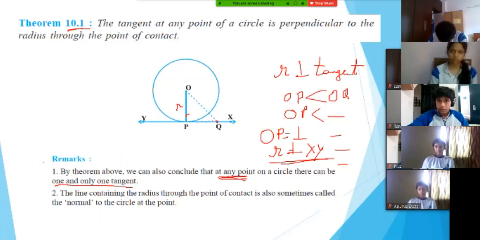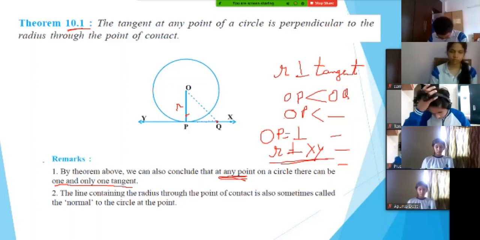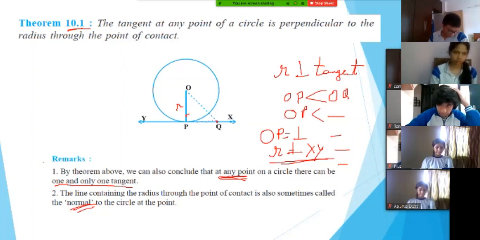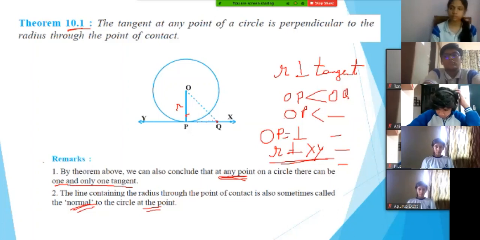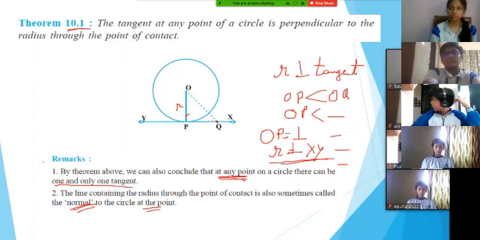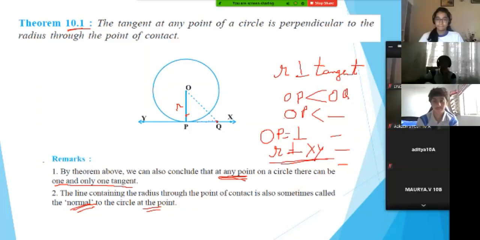The line containing the radius through the point of contact is also sometimes called the normal. Instead of writing perpendicular, we also call it normal to the circle at that point of contact. In physics, we call it normal: incident ray, reflected ray, and we draw a normal, right? Okay, fine with that, everybody?